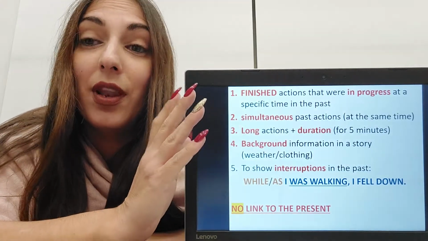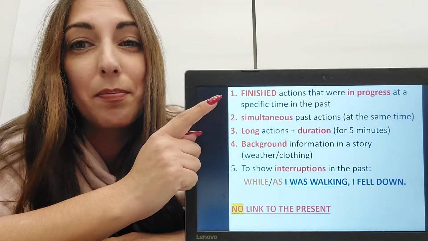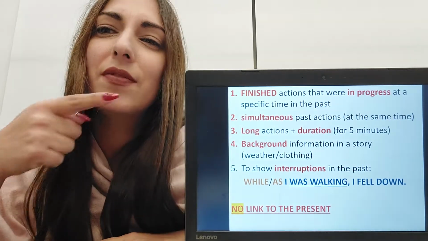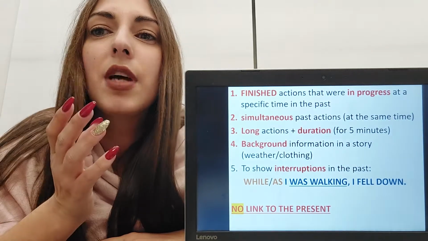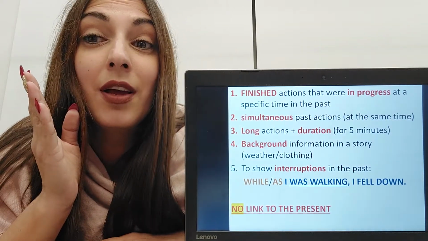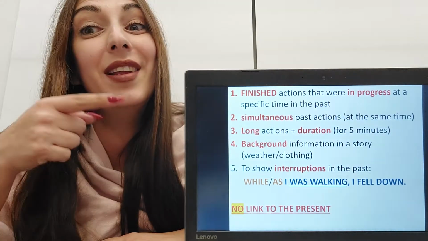Now, first of all, like past simple, past continuous is also finished. So there's no link to the present, but it's a finished action that was in progress at a specific time in the past. For example, at 5 o'clock yesterday, I was eating my dinner. So I started earlier and finished after, but at 5 o'clock, I was already eating.